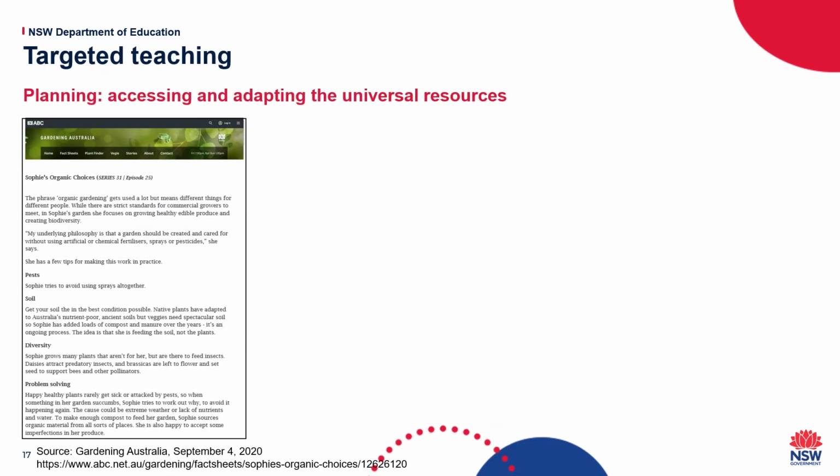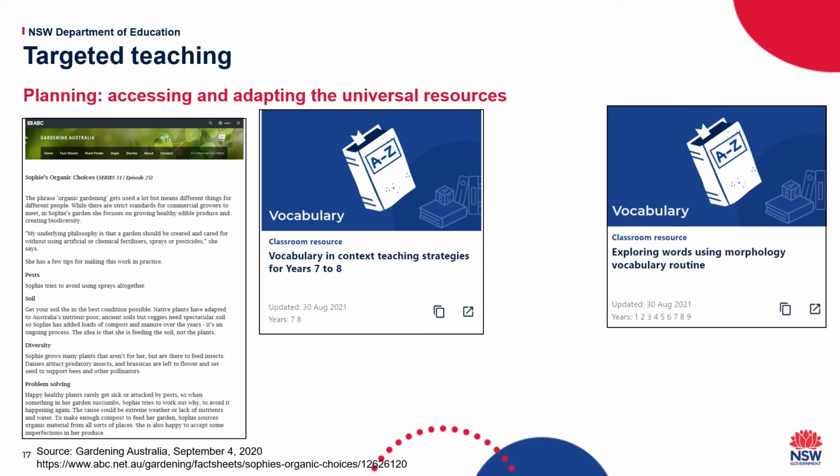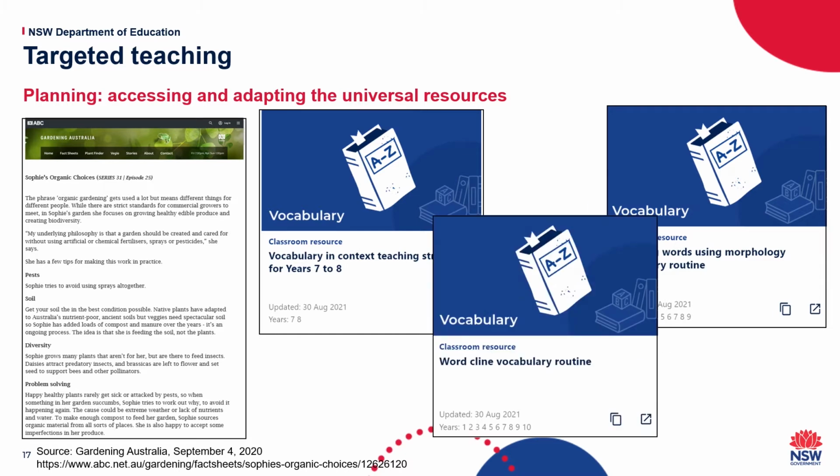Having chosen his text, Jacob begins planning for his explicit teaching. He begins looking at the document Vocabulary and Context Teaching Strategies for Years 7 to 8. He also notes that the resource, Exploring Words Using Morphology, will build morphemic knowledge to support vocabulary development and reading comprehension. The WordClimb Vocabulary Routine resource will also be useful for exploring precise use of related words. These resources and teaching strategies can be used in all subject areas for explicit vocabulary teaching in support of students' vocabulary development.